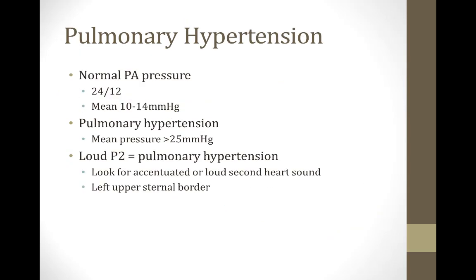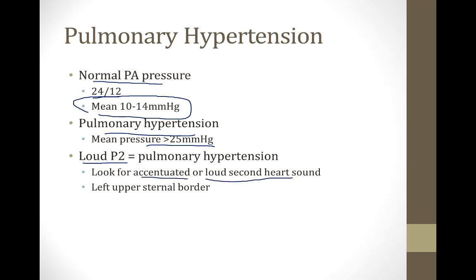Now let's talk about pulmonary hypertension. Recall that a normal pulmonary artery pressure is about 24/12 with a mean pressure of 10 to 14 millimeters of mercury. Pulmonary hypertension occurs when the mean pressure is greater than 25. And it's very high yield to know for your boards that pulmonary hypertension gives you a loud P2 when you examine the patient with your stethoscope. Look for question stems that mention an accentuated or loud second heart sound at the left upper sternal border. They're trying to tell you that that patient has pulmonary hypertension.